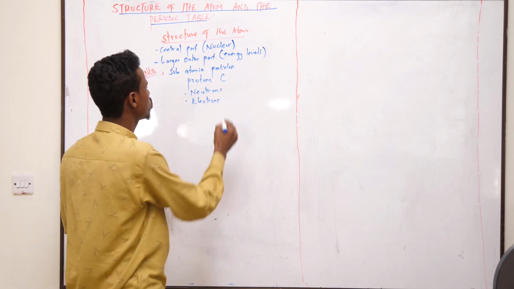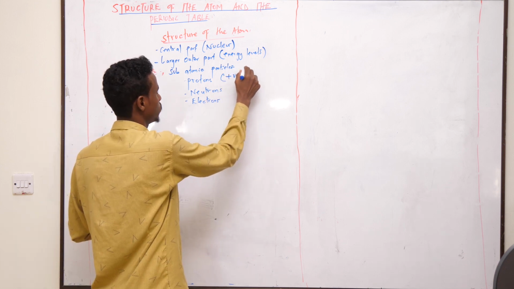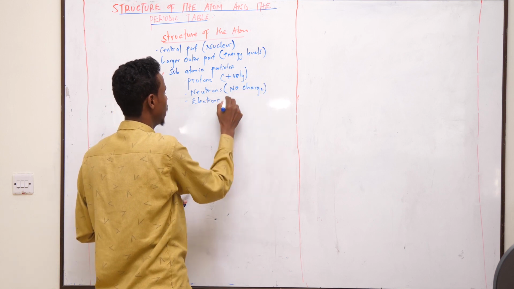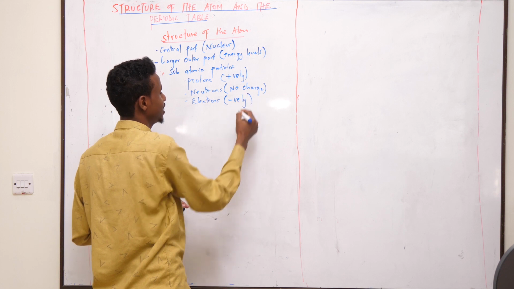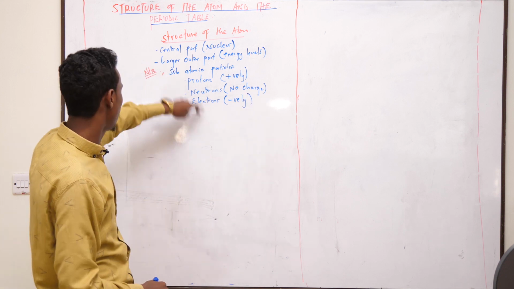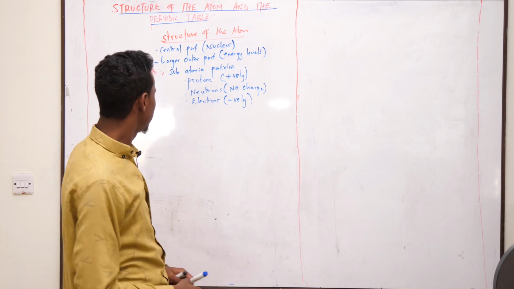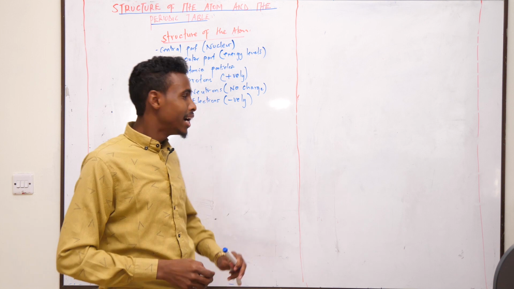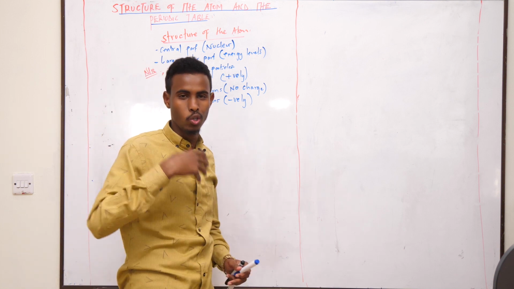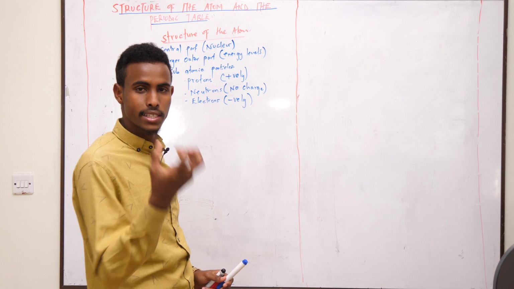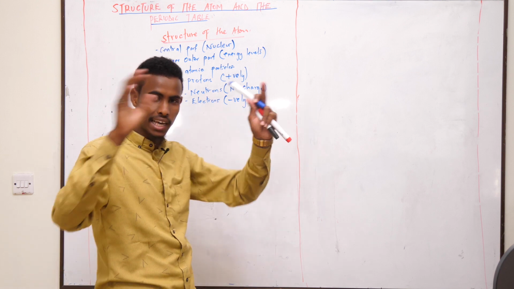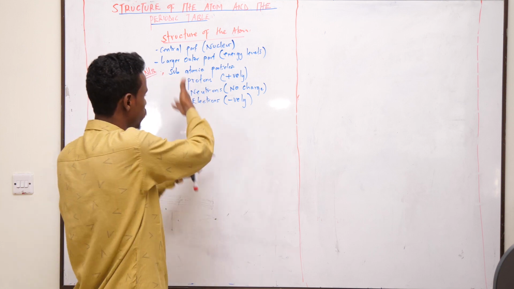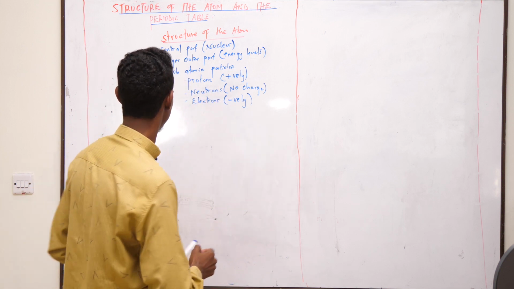Protons are positively charged. Neutrons have no charge, while electrons are negatively charged. This is how they are distinguished. Now, let's look at the location of these subatomic particles in the structure of the atom. As you know, the atom is basically composed of the central part, that is the nucleus, and the larger outer part, that is the energy level. Now, let's look at the location of these subatomic particles in the structure of an atom.